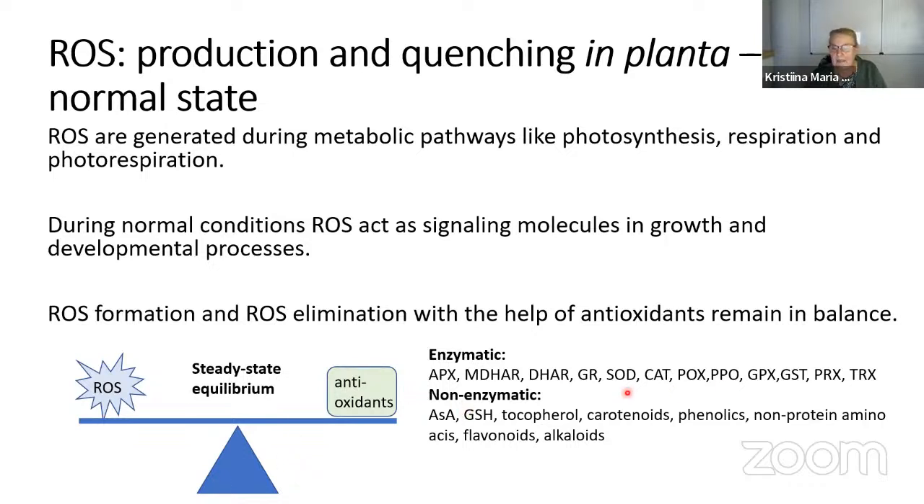Here we have the abbreviations of these enzymes that typically take part in these antioxidant reactions. We have ascorbic acid and glutathione as the main regulators from the non-enzymatic part, and there we have also the many phenolics, flavonoids, and alkaloids, which are used to relieve the ROS in plants.